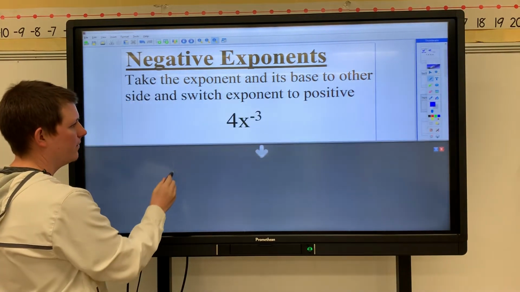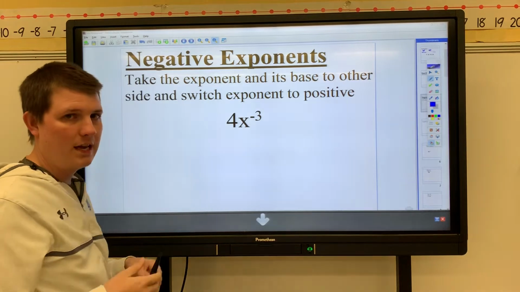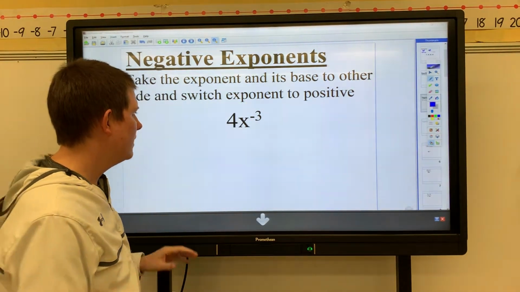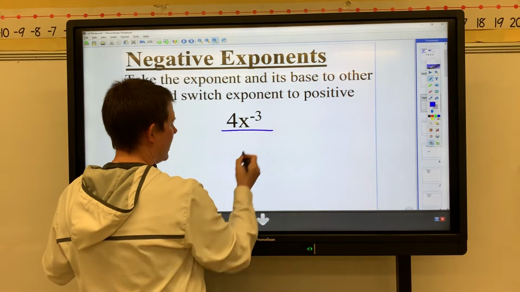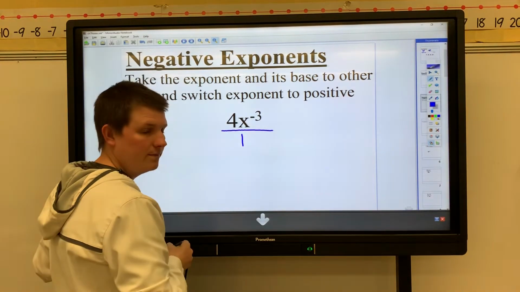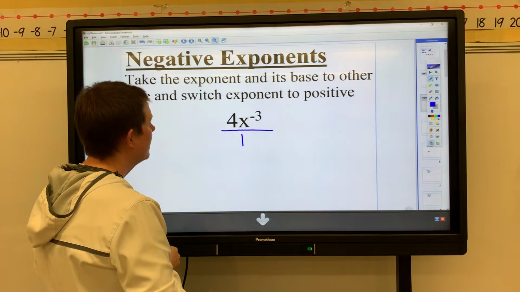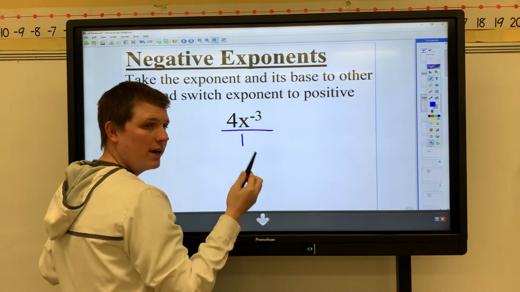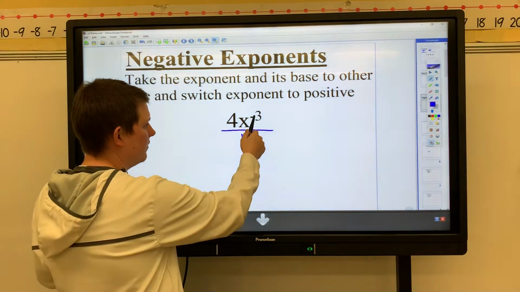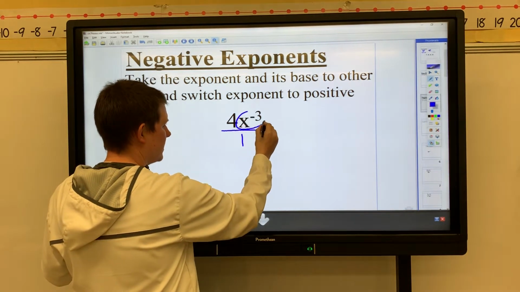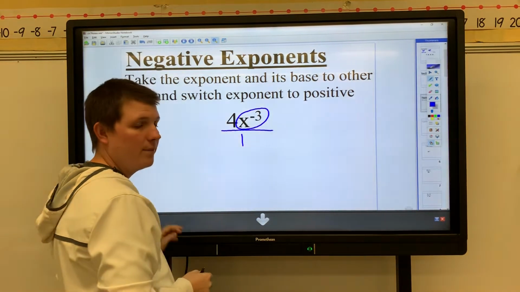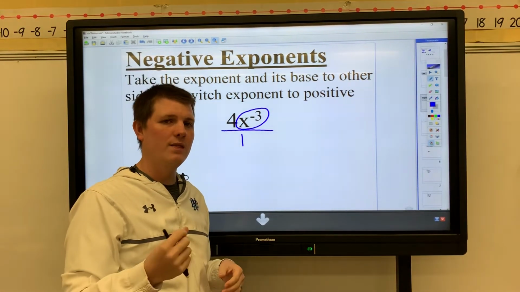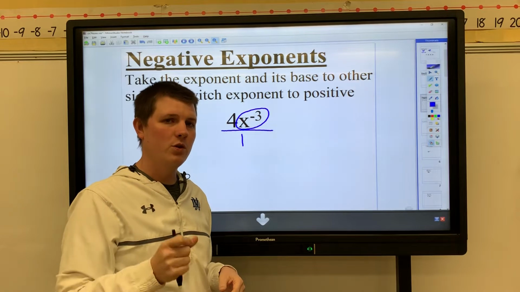So for example, if I give you 4x to the negative third, my exponent is negative. We're going to make this into a fraction, which as we know is just over 1. Okay? I'm going to take the exponent and its base. This is why it's important to know what the base is. What's the base of the negative 3? It's the x. It's not the 4. This is why I like to circle, and you'll see me do this a lot, the exponent and the base. It's very important to know what the base is.